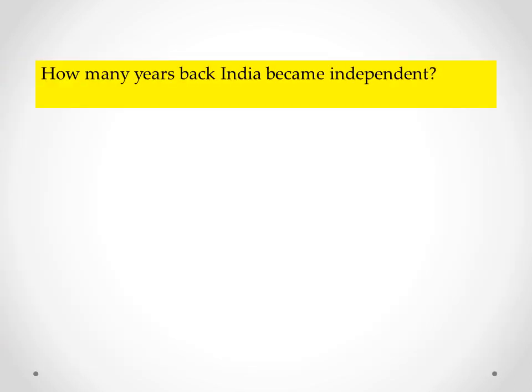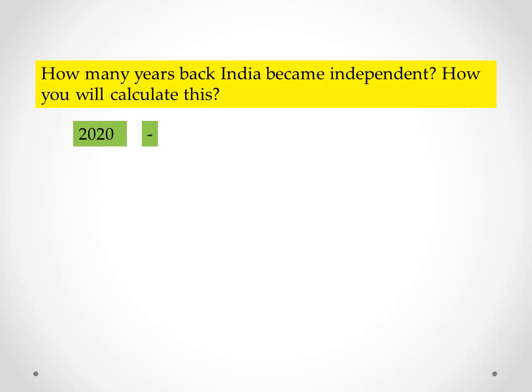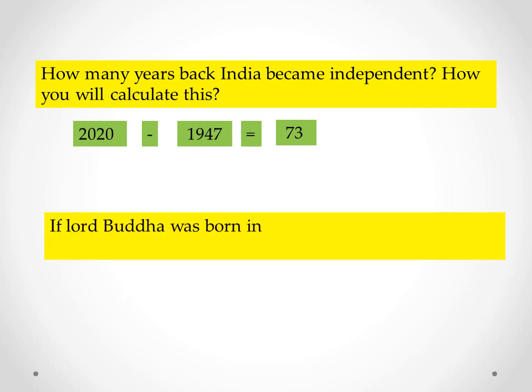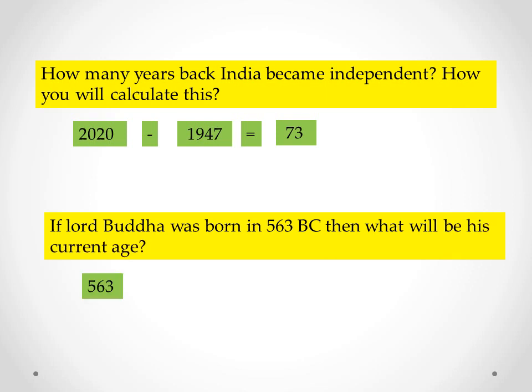Now, children, if you want to calculate how many years back India became independent, how will you calculate that? Yes, correct. You will subtract 1947 from the current year. So, we will get 73 years. Now, suppose you want to calculate how many years back Lord Buddha was born. If Lord Buddha was born in 563 BC, then what will be his current age? Yes, you will add it to the current year. For example, 563 plus 2020, and you will get the answer 2583 years ago.